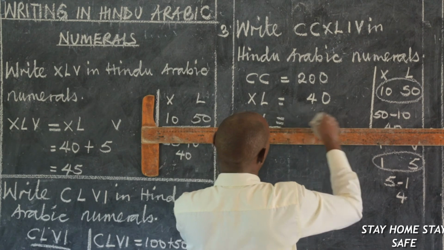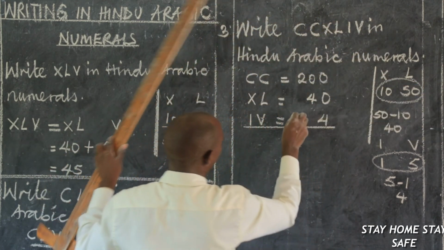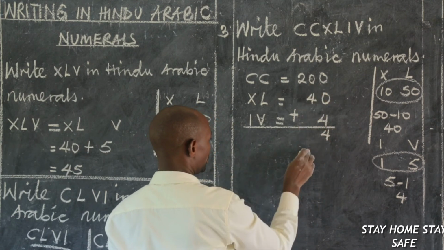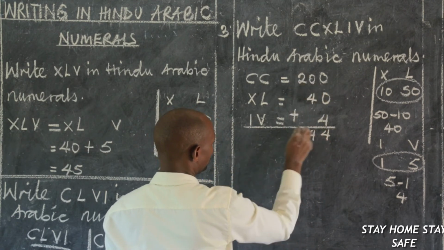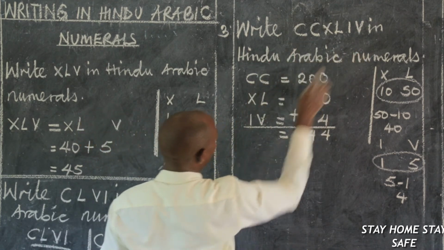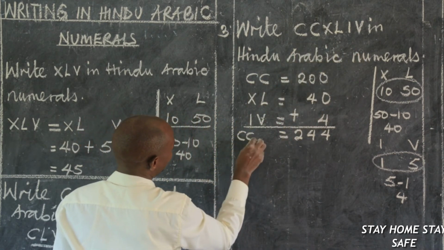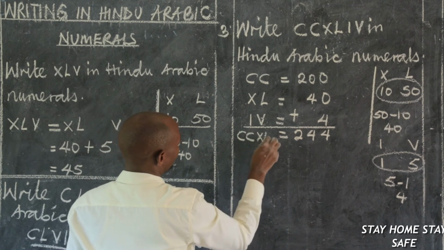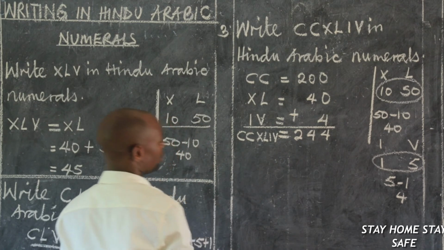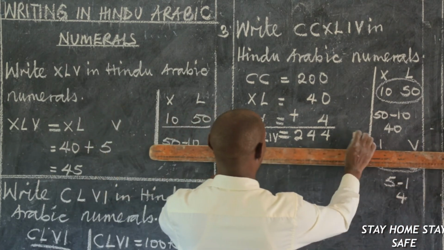So if that one is giving me 4, come and add. Okay? Here is 4, here is 4, here is 2. But it is coming from the other general number, which is CC XL IV. So this one is going to give us this answer here.